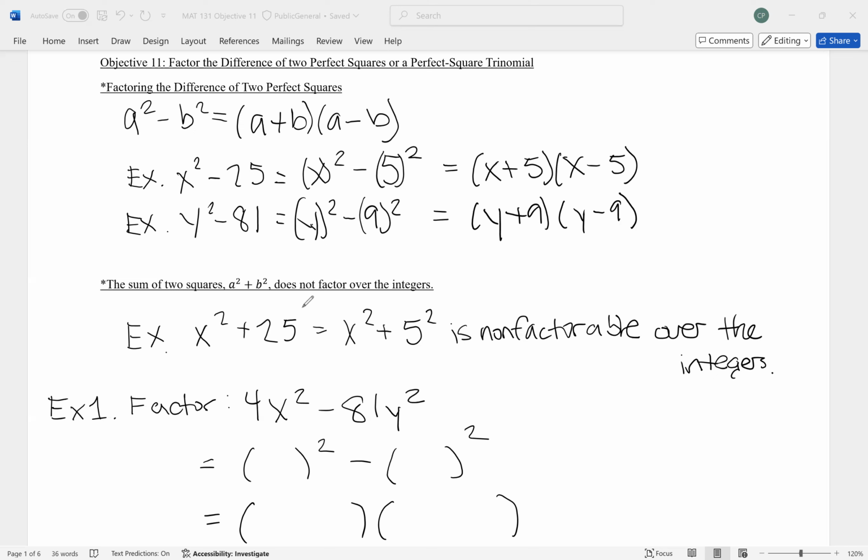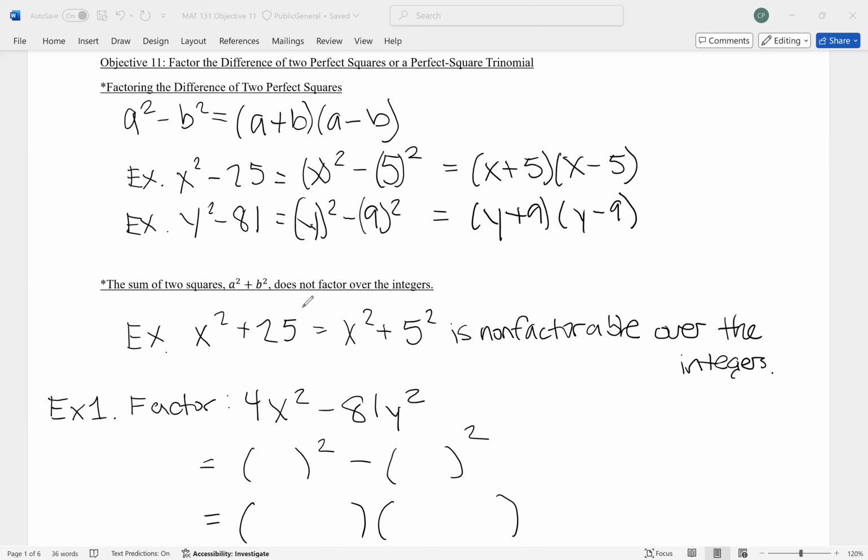So let's look at our first example. We're going to factor 4x squared minus 81y squared. So we want to pay attention to the fact that we have a subtraction sign in the middle, okay? Remember, we are doing the difference of two perfect squares, not the sum. The sum is not factorable over the integers, okay? So we want to keep that in mind.